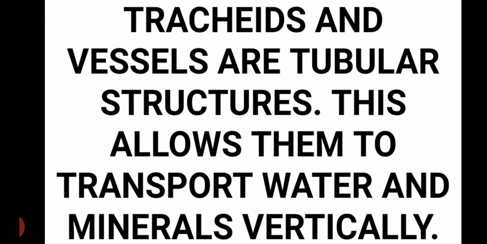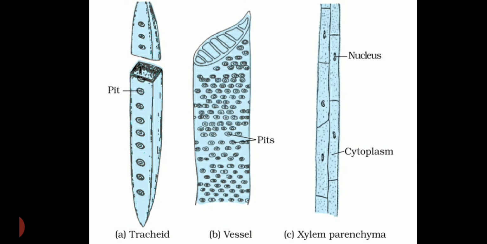Now trachea and vessels are tubular structures. This allows them to transport water and minerals vertically. That means to transport water and minerals, trachea and vessels are basically responsible. This is the structure of trachea and vessel, and in C we can see the xylem parenchyma.